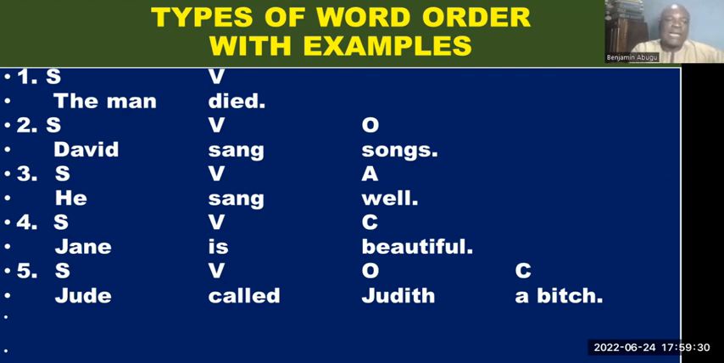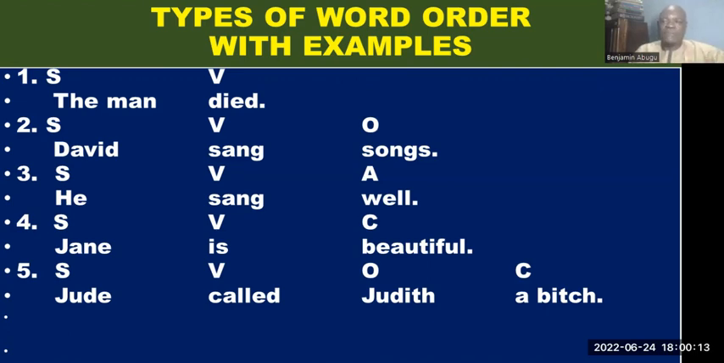Now, the second one is the SVO structure, which we earlier saw, which actually is the basic word order. When English speakers speak or write, in most cases, they naturally think in this way. They think about who does what. That is the basic structure: the subject, the verb, the object. For example, David sang songs. David sang songs. And you can have a lot of other examples that have this structure.